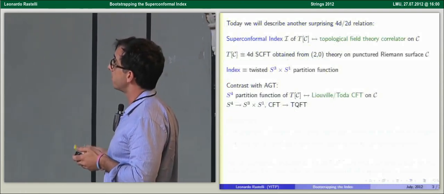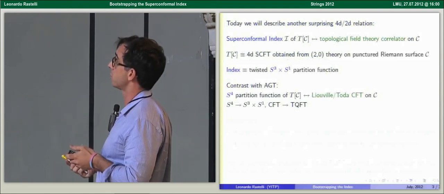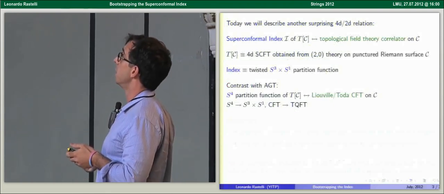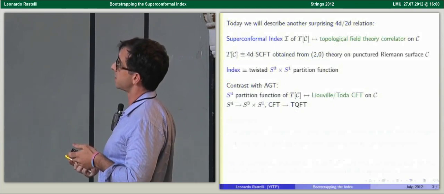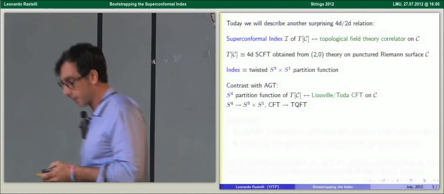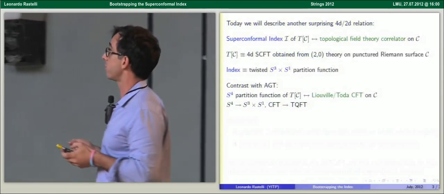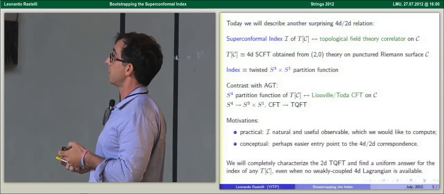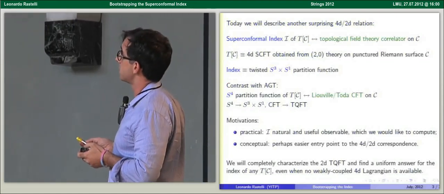And you may be more familiar with the Alday-Gaiotto-Tachikawa relation, which relates the S4 partition function of the same theory with a conformal field theory, Toda conformal field theory for general rank on C. So you see we are replacing S4 with S3 times S1. In the process, we replace a conformal field theory with a topological theory. So we are looking at, at least in principle, a conceptually simpler version of the 4D-2D relation because it's a topological relation. And there are many reasons why you may want to do this.